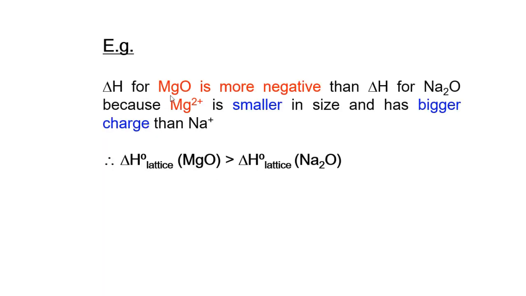So for example, this question between magnesium oxide and sodium oxide, which one is more negative? We refer to the magnitude, not the negative value. The magnitude for magnesium oxide is more negative because the magnesium 2+ ion is smaller in size and has a bigger charge than the sodium ion. So the enthalpy of lattice energy of magnesium oxide is larger than the enthalpy of lattice energy of sodium oxide.